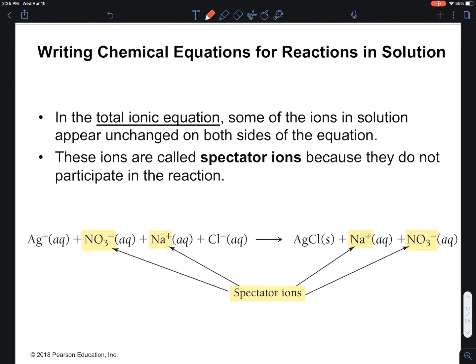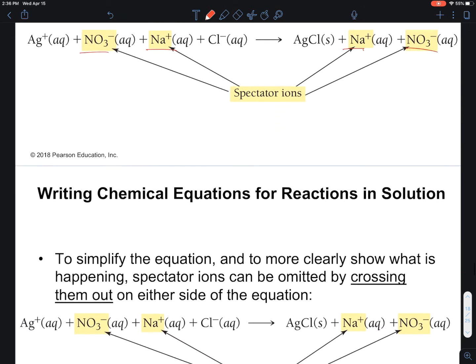All right, so once you get your total ionic equation, this is the same equation as what you saw on the previous slide. You're going to have these things called spectator ions. Spectator ions are ions that show up unchanged on both sides of the equation. Notice in your starting materials, nitrate and sodium also show up in the products. That's important because in order to get to a net ionic equation, you're going to have to know what your spectator ions are. So identify the spectator ions in your net ionic equations.